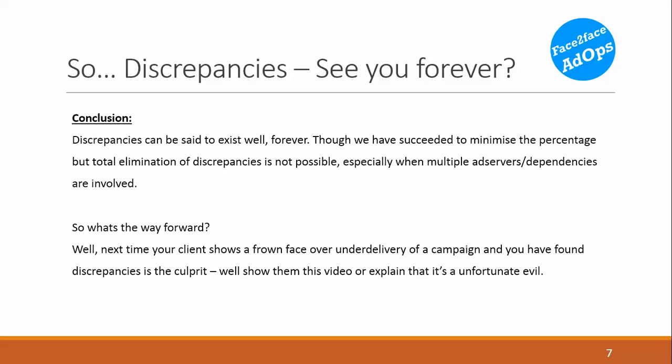On a slightly different note, next time your client shows a frown over under delivery of a campaign and you find discrepancies are the culprit, all you can do is show them my video and I will discuss what happens in a discrepancy situation and the different reasons behind it. Or you can discuss it yourself with your client and make them understand this is the reason why it has happened. Not every time is a particular ad server or particular department at fault. There might be cross ad server issues also.